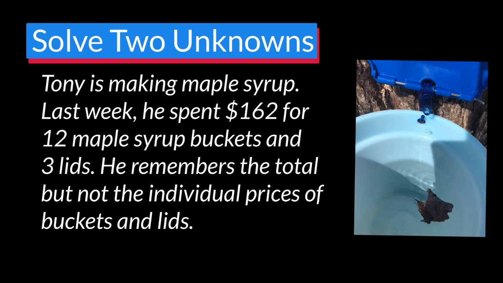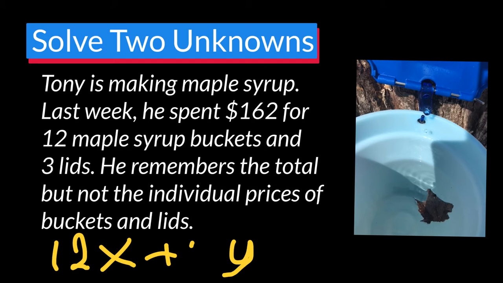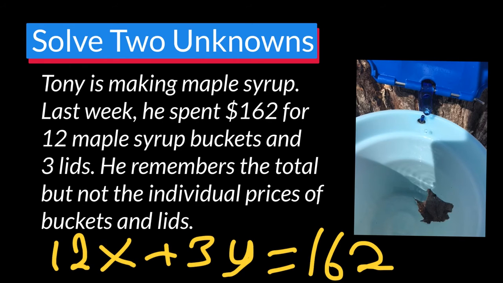If x is the price of the buckets, and we know there were 12 of them, and y is the price of the lids, and we know there were 3, and we know that the total was $162, then we can make the equation 12x + 3y = 162, and we can calculate possible values of x and y, but we can't know the actual price. But what if we had more information?